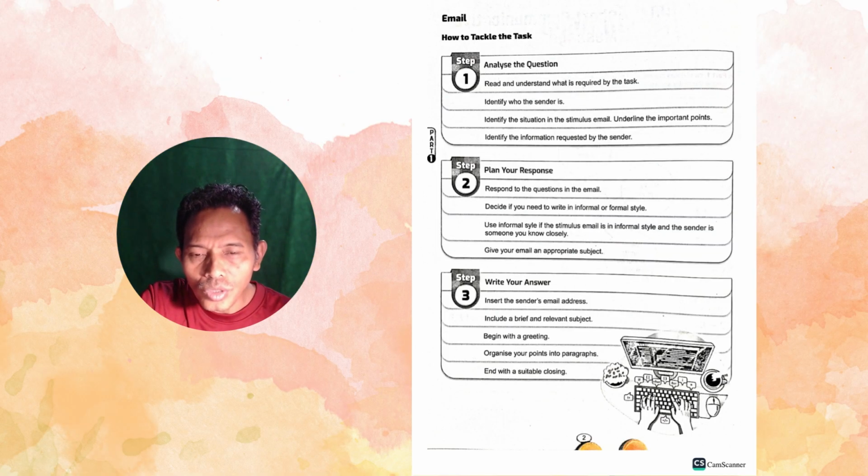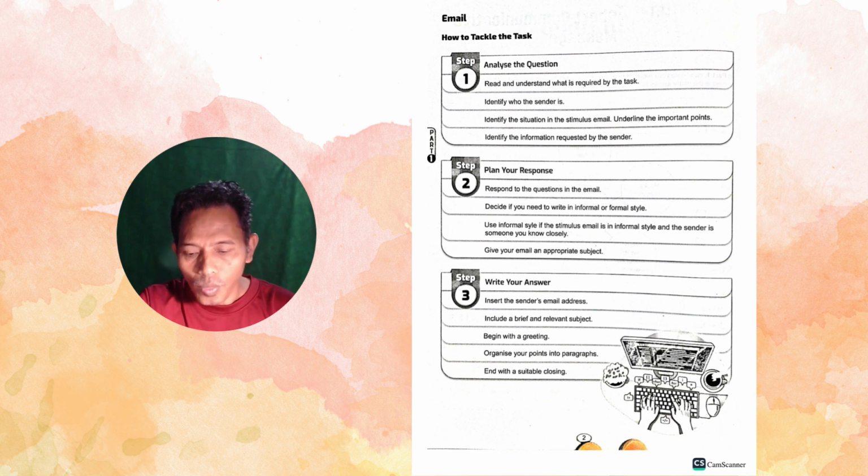Let's move on to the ways on how to tackle the task. There are 3 steps. The first step is analyze the question. Read and understand what is required by the task. Identify who the sender is. Identify the situation in the stimulus email. Underline the important points. And the last one, identify the information requested by the sender.